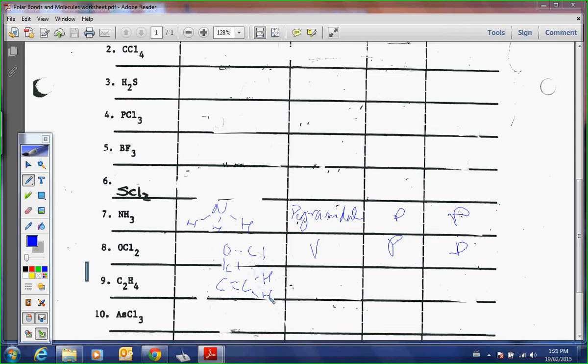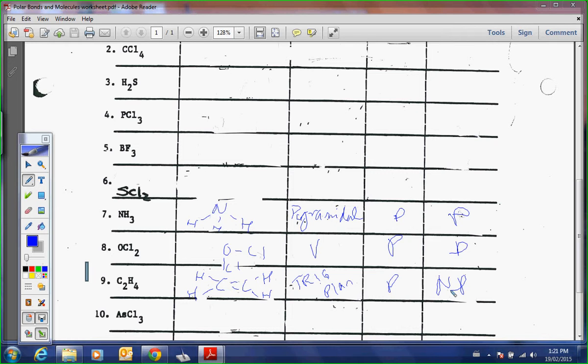This is another classic, right? Which we're hopefully by now logged into our memories. Trigonal planar. Very good. Bonds are polar, but the overall molecule is nonpolar because it is symmetrical. Symmetrical.